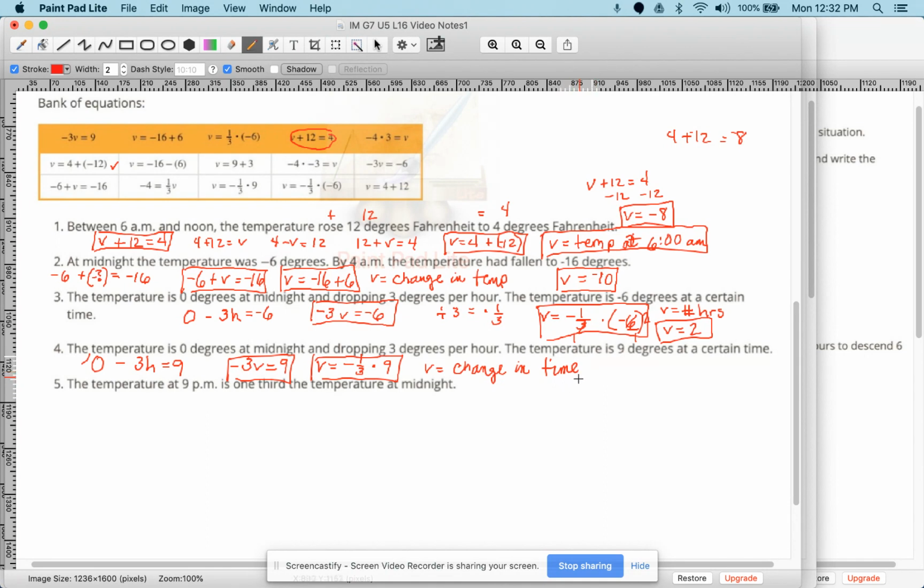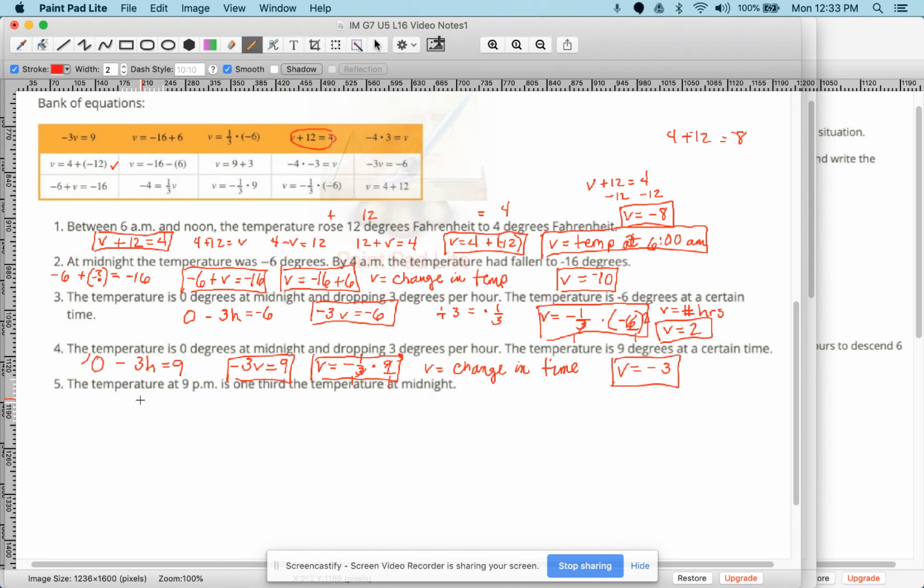So to solve this, I can take this negative 1/3 and multiply it by 9/1, cross cancel, 3 goes into itself once, 3 goes into 9 3 times, a -1 times a 3, so V equals a -3. So that means we've got a -3 hours. So the change in time was 3 hours in the past.